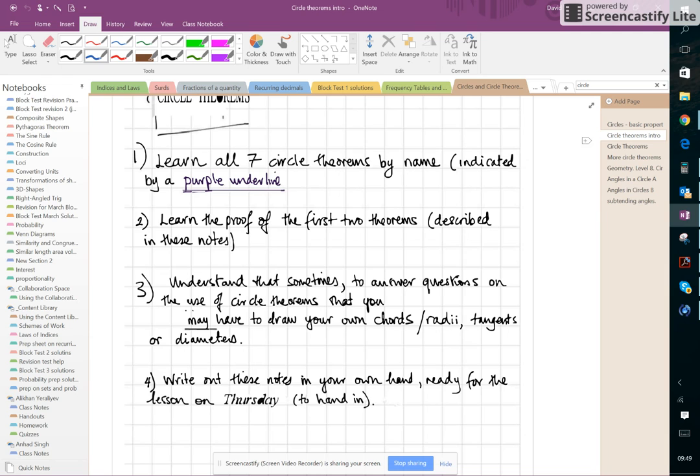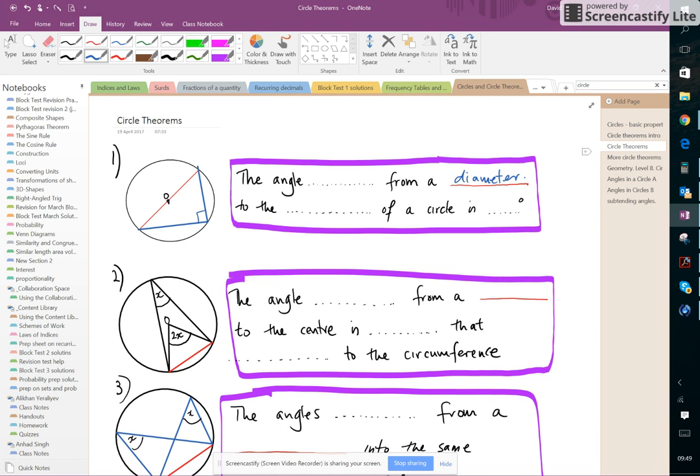So that's that. What we're going to do now is fill out this information about the circle theorem. The angle that we're creating here is the angle that's subtended from a diameter. So that word that goes in there is subtended. The angle subtended from a diameter, which is our red line, to the circumference of a circle creates a right angle, or 90 degrees. So the angle subtended from a diameter to the circumference is 90 degrees.